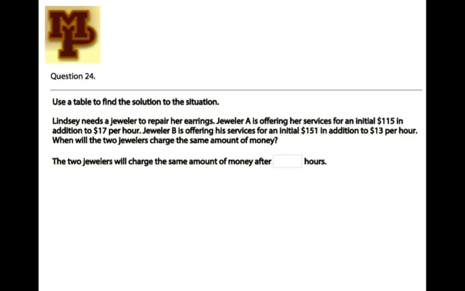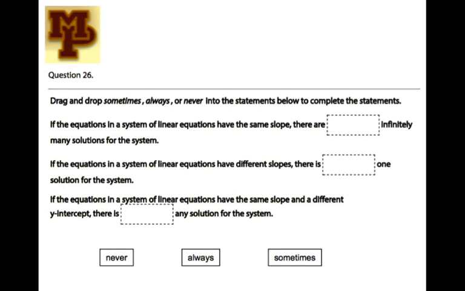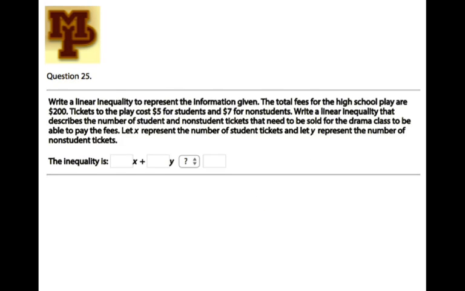Okay, number 25. So we're trying to make money for the high school play, and it says that it costs $200 for the fees, the overhead costs and everything. And so we're trying to write a linear inequality that describes the number of student and non-student tickets that need to be sold to actually pay the fees. So it's okay to make more money, it's just not okay to make less money because then we won't be able to pay the fees.